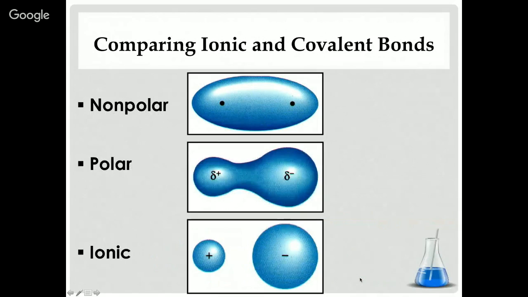So if we compare them all, if we have equal sharing of electrons, that's a nonpolar covalent bond. If we have unequal sharing of electrons, that means someone is more electronegative than the other, we have a polar covalent bond, and we see you have partial charges set up. And then eventually when they become so polarized, one is way more electronegative than the other, we get an ionic substance. And we get two completely different ions with different charges.